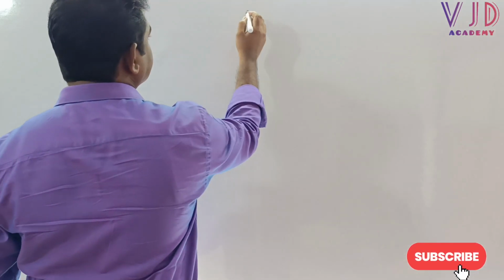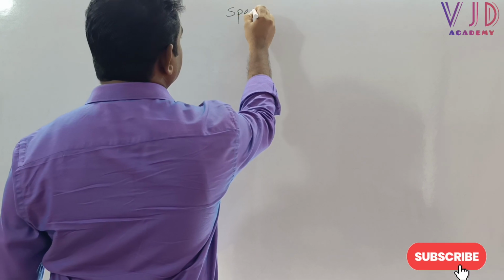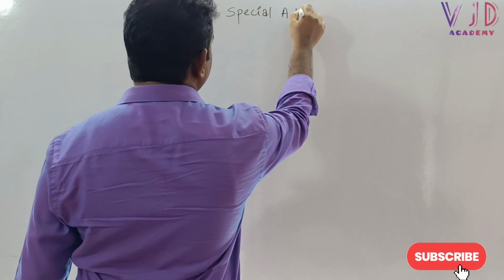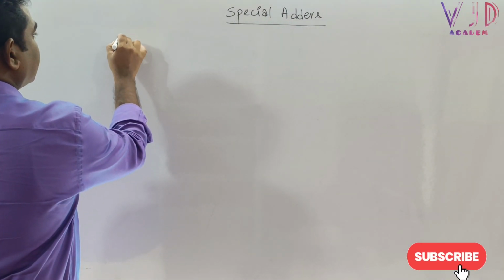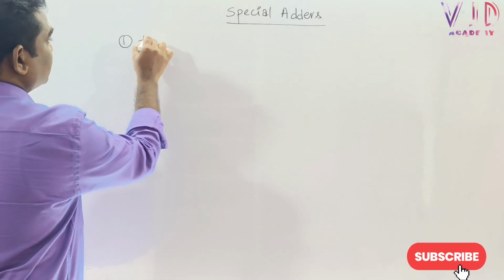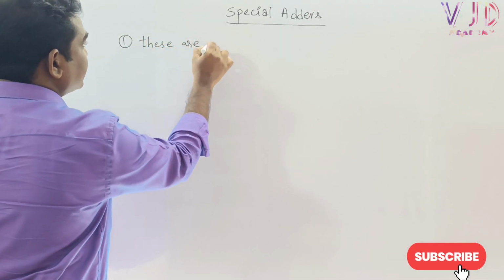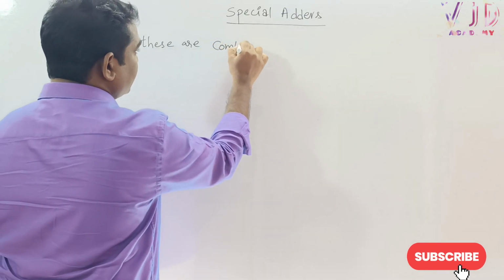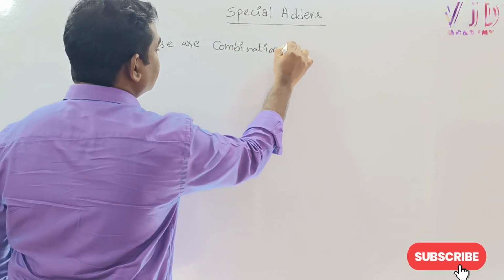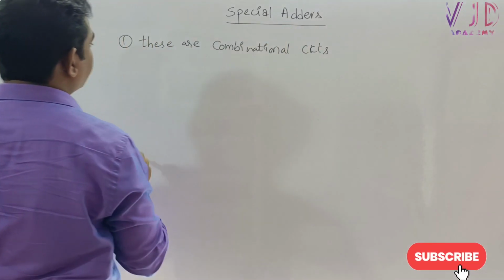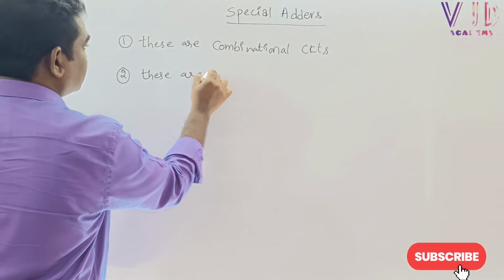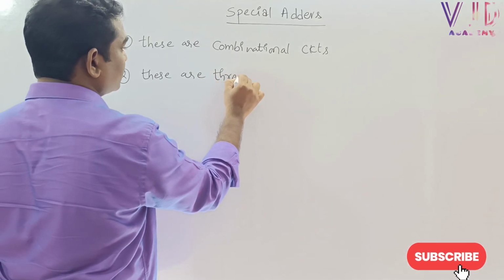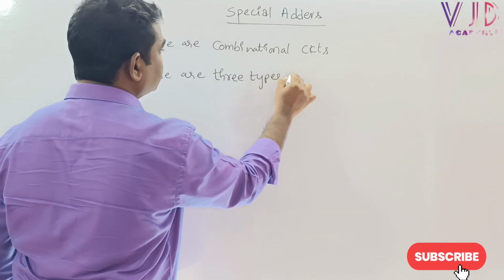Just make a heading: Adders, special adders. So basically these are the three types, we can say special adders. All these are combinational circuits first. And now the second thing, these are three types of circuits.